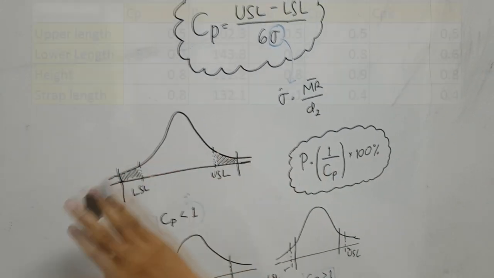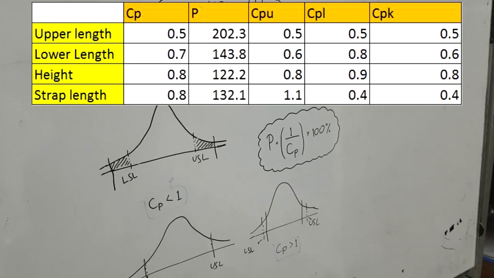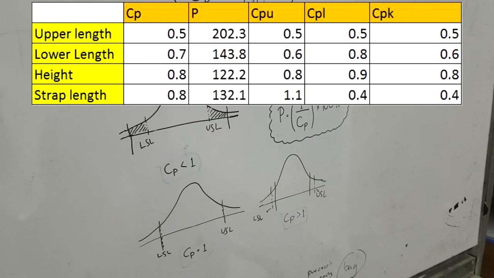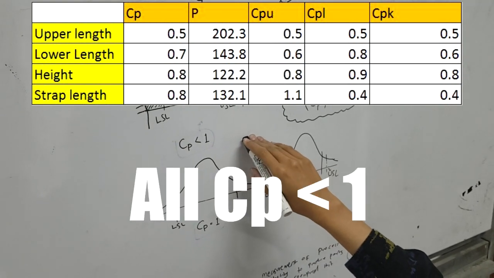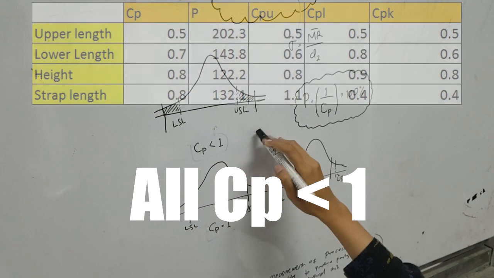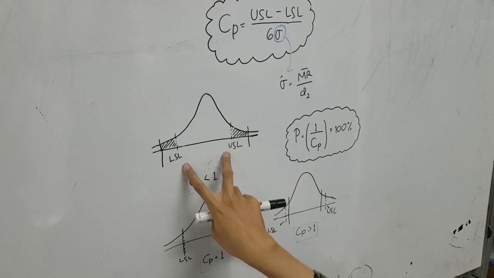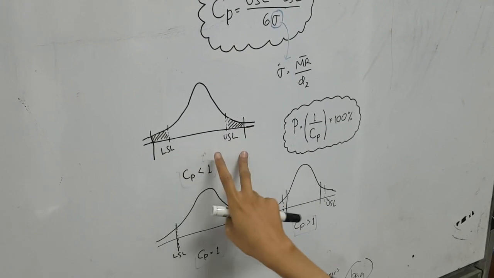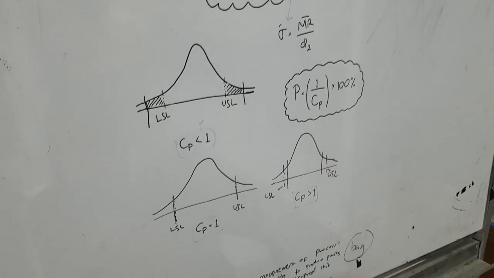So this is the result of each part that we calculated: the upper length, lower length, height and strap length. All the results show that the Cp is less than 1, so it means that all of the processes use up more than the specified limit. So there is a higher probability of the process resulting in larger defects.